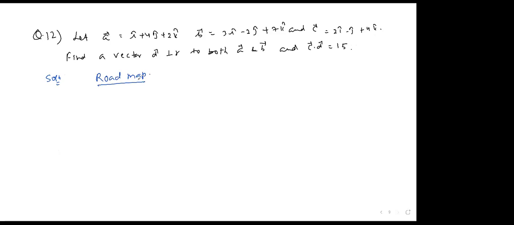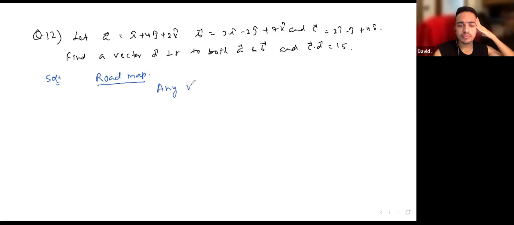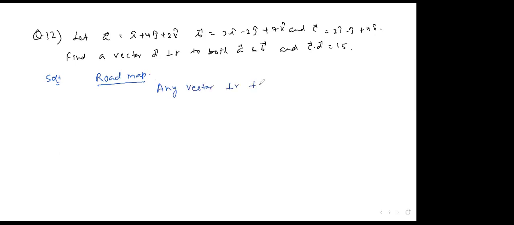We know that any vector perpendicular to two given vectors equals the cross product of the two given vectors.